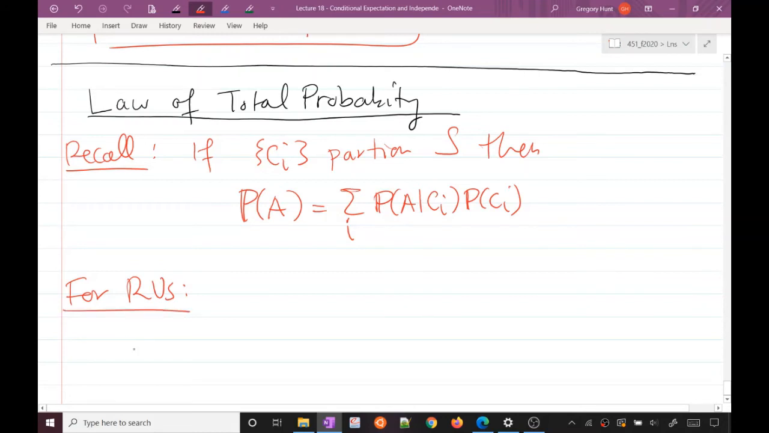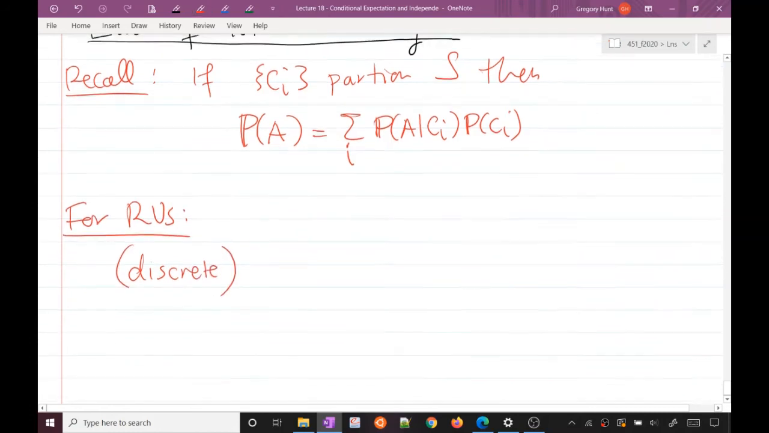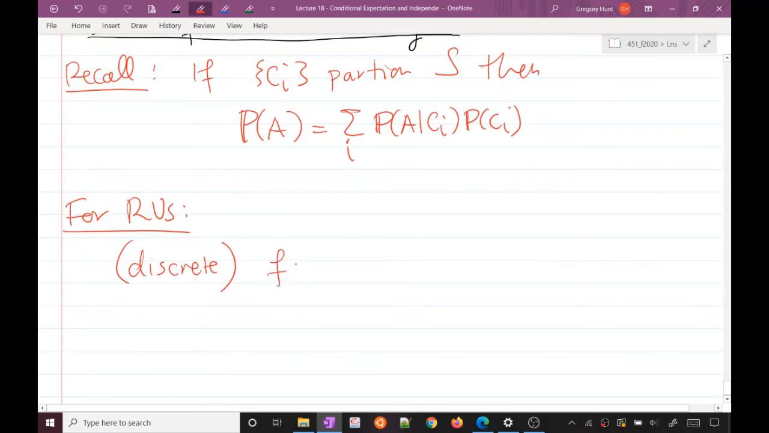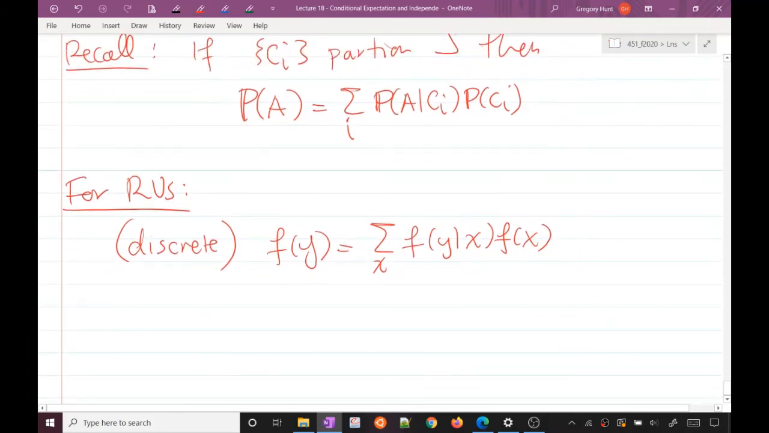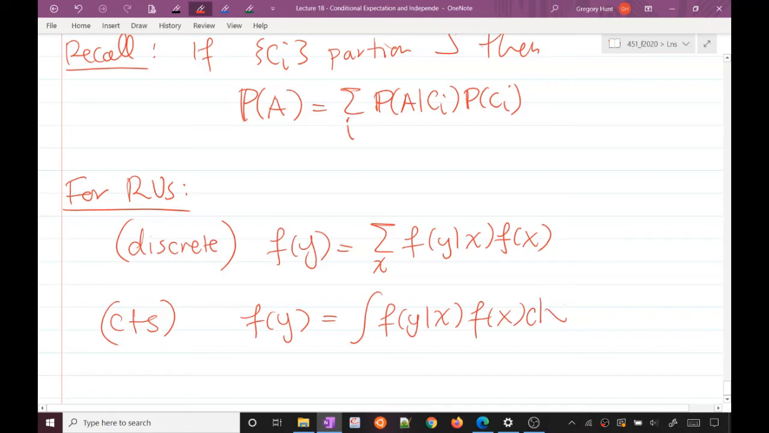Here we'll have kind of two forms. For discrete, we could say that f of y is the sum over x of f of y given x times f of x. The idea is that x is the partition space. And we also have a continuous version where you could say f of y is now the integral of f of y given x times fx dx.